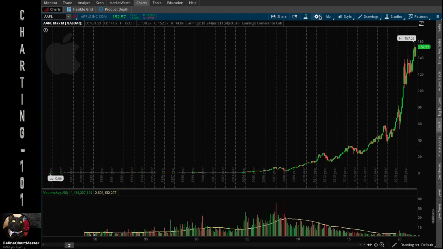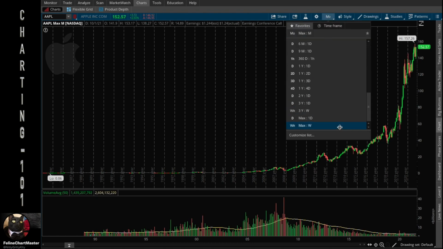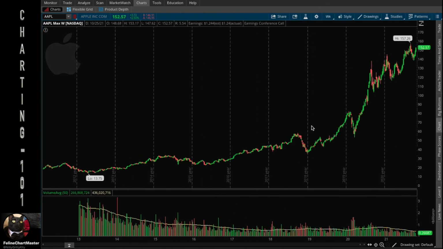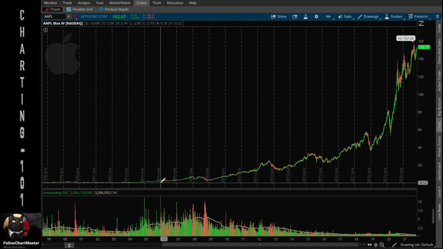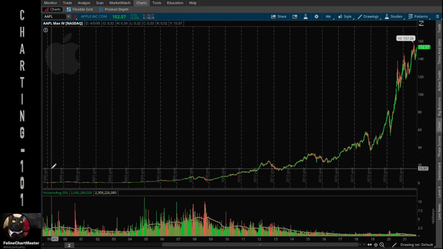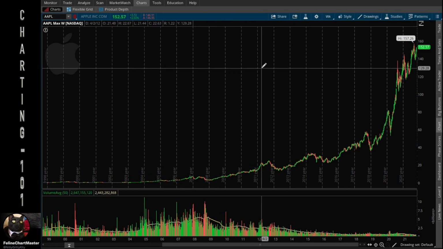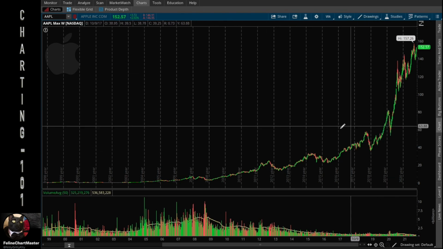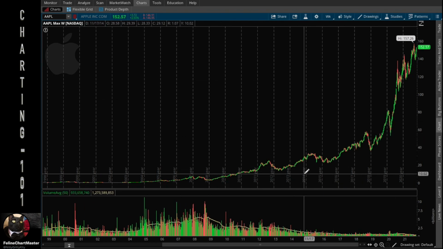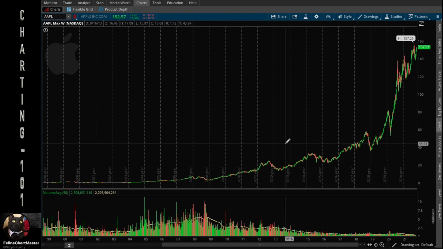So like Apple missing their earning estimates, for instance, that's going to make pretty much everybody want to sell the stock. So if you wanted to go super wide, you go max, you could go to the week chart, okay? And this is Apple going all the way back to 1999. So first basic sort of things beyond knowing what a candlestick is and knowing about time frames is support and resistance and trend lines, okay?